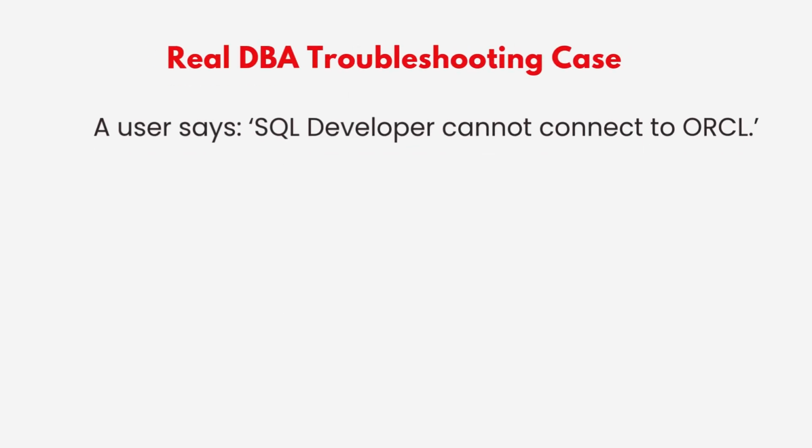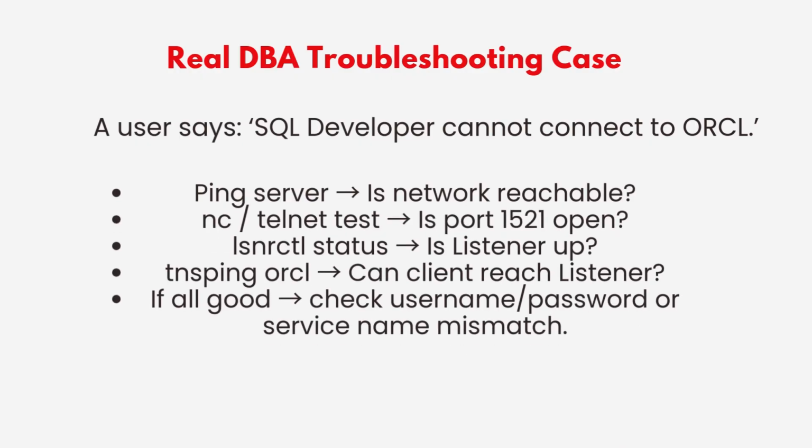Oracle DBA troubleshooting case. A user says, SQL Developer cannot connect to ORCL. As a DBA, here's what you check. 1. Ping server, is the network reachable? 2. nc or telnet test, is port 1521 open? 3. lsnrctl status, is the listener up? 4. tnsping ORCL, can the client reach the listener? 5. If all good, check username, password or service name mismatch. In 70% of cases, the problem is either the listener down or the port blocked by a firewall. Knowing how to test ports saves hours of time.